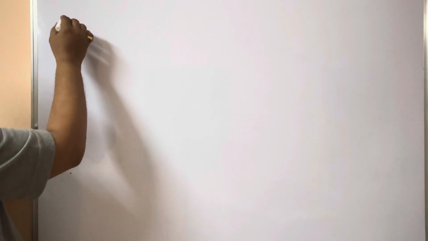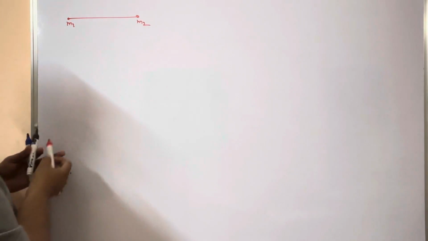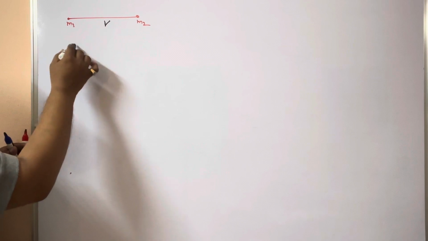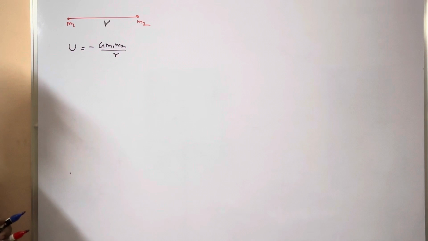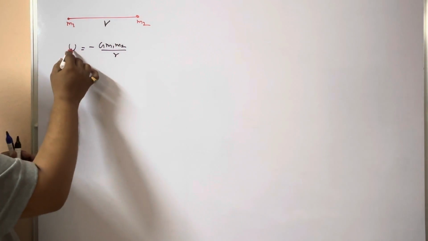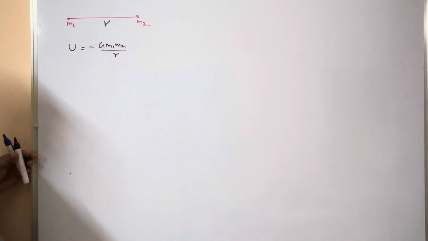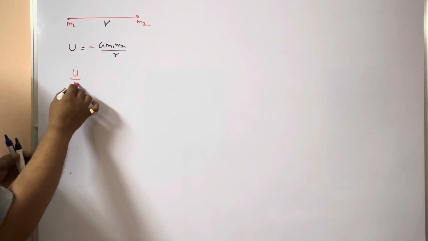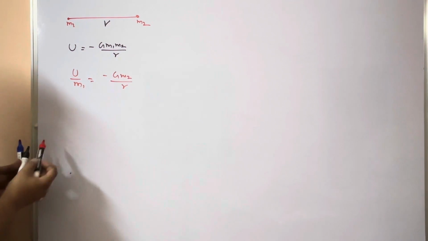So already we discussed gravitational potential energy between two masses. If two masses are separated by distance r, what is the gravitational potential energy? Minus G m1 m2 by r. Now, what is the gravitational potential? It is the amount of work done. Actually, we have done some amount of work to assemble these masses at some separation. So U by m1, if you write, is minus G m2 by r.